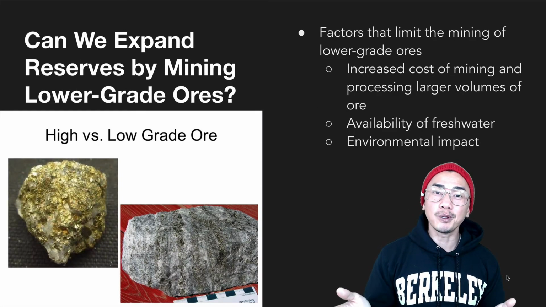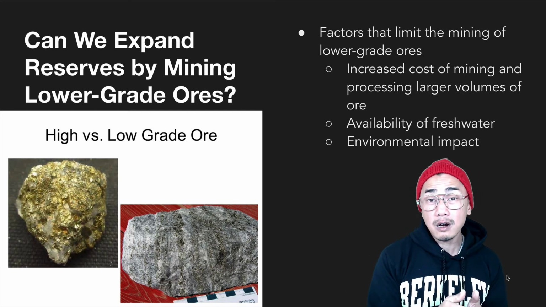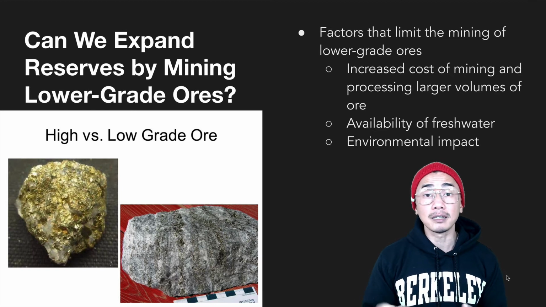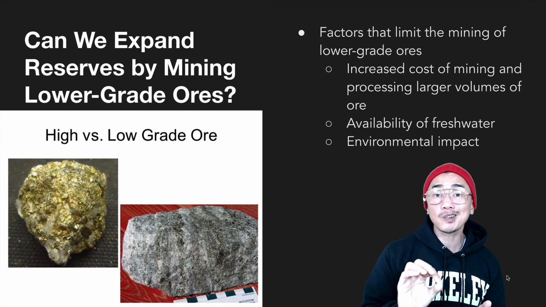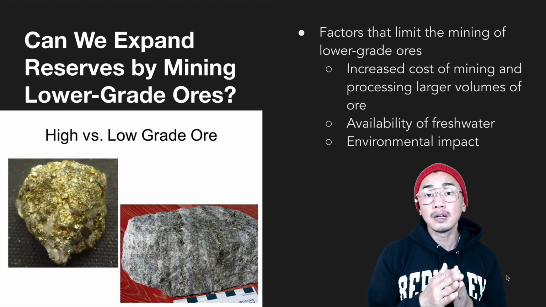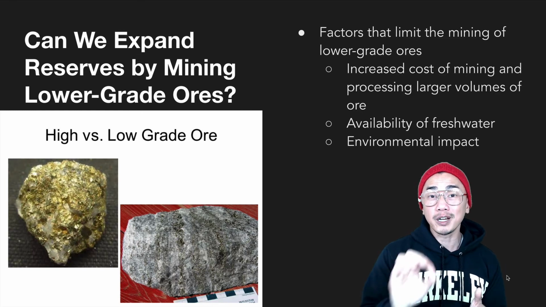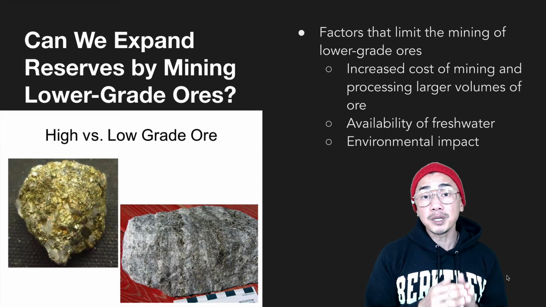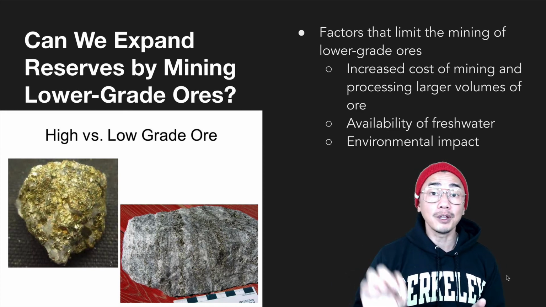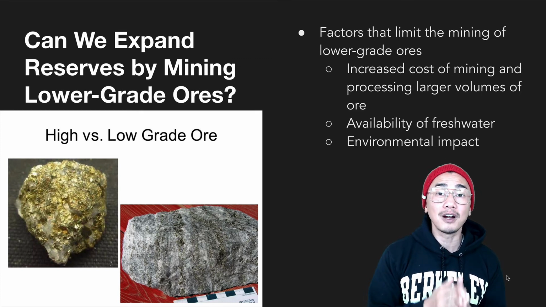When we deplete our supplies of high-grade ore, we can then tap into low-grade ore. There are, however, factors that limit the mining of lower-grade ores. First, it's expensive because of the increased cost of mining and processing larger volumes of ore. Secondly, processing ore requires fresh water, and processing low-grade ore is going to require a lot more water. And finally, because we're mining more rock for less mineral, it will have a greater environmental impact and be more environmentally disruptive.